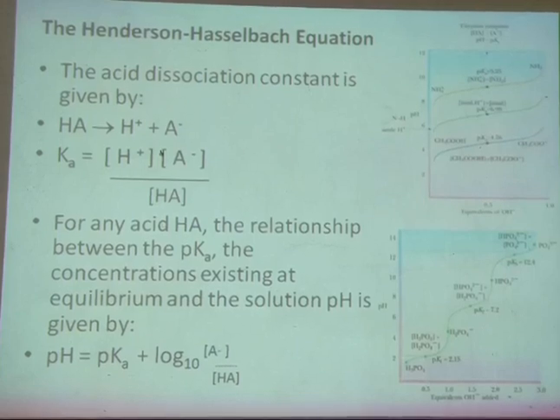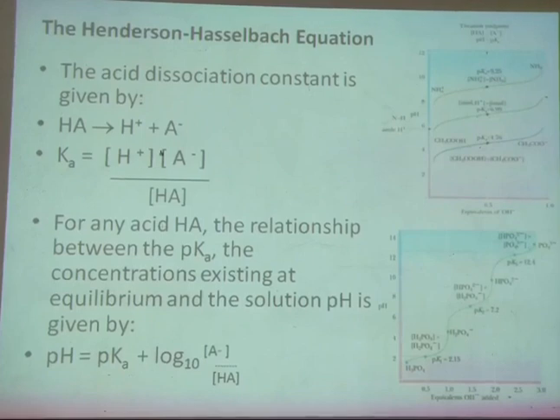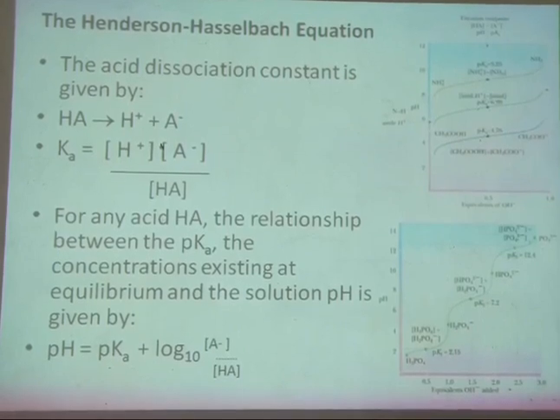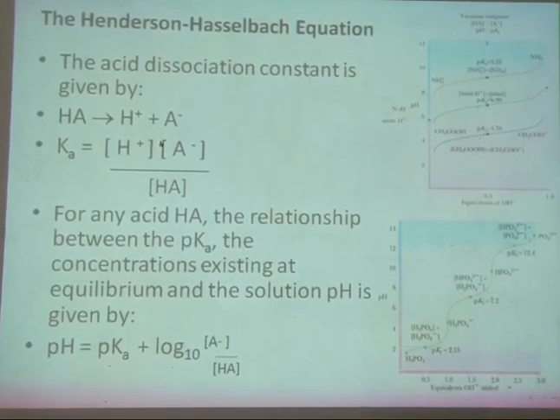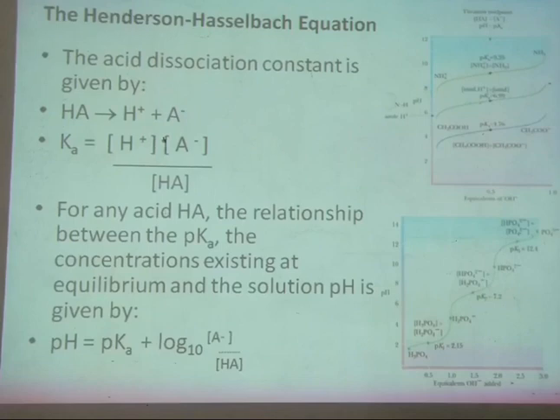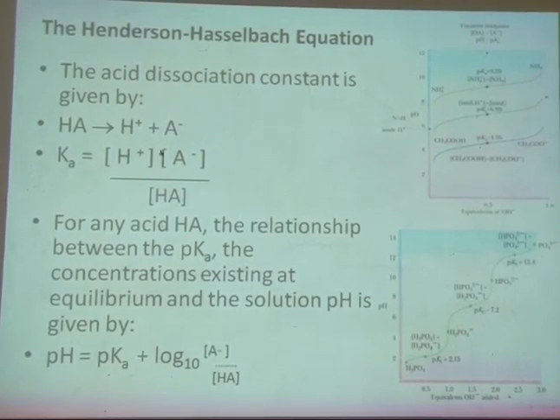So for any acid HA, the relationship between the ionization constant, the concentrations existing at equilibrium, and the solution pH is given by pH equals the ionization constant pKa plus log base 10 of the conjugate base concentration divided by the acid concentration, HA. If you are taking water as an example, this is the product of the H plus and OH minus ion concentrations.